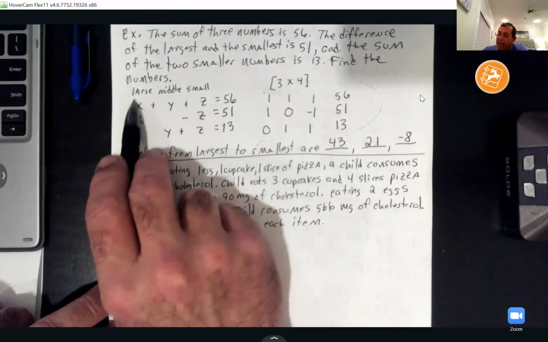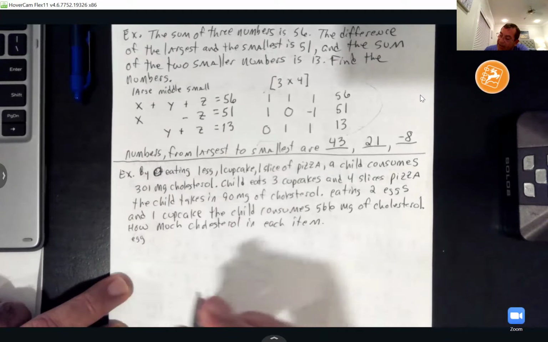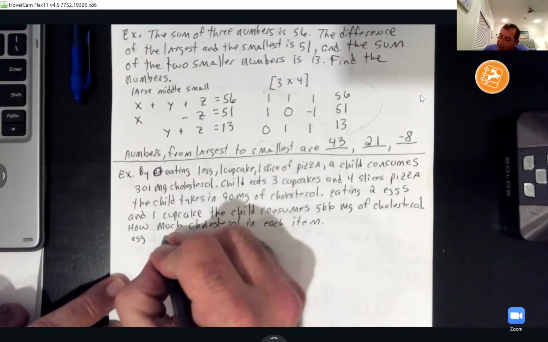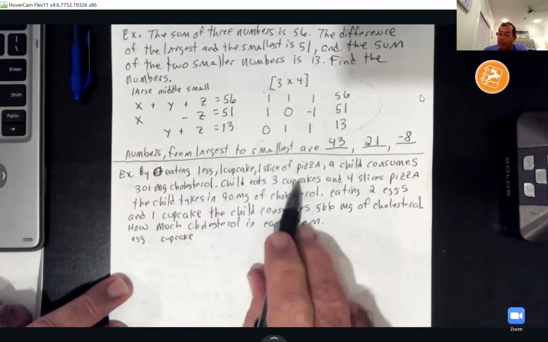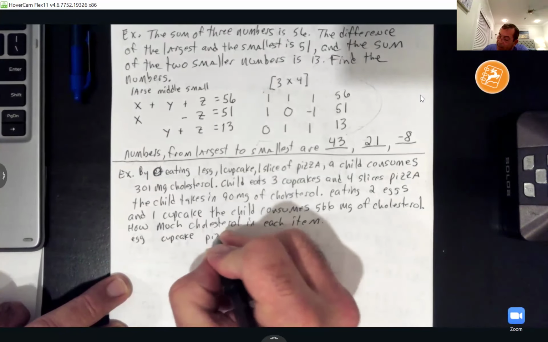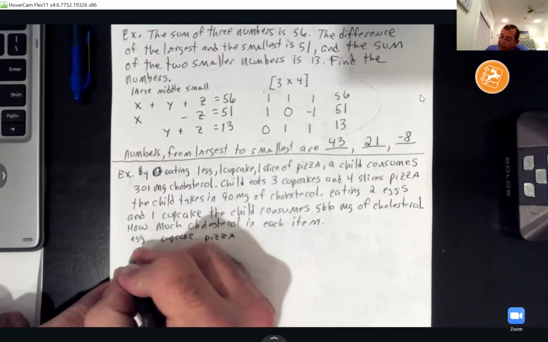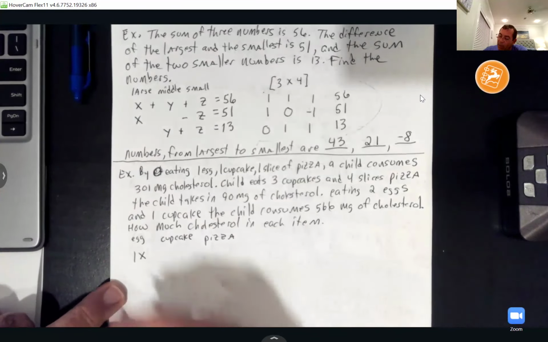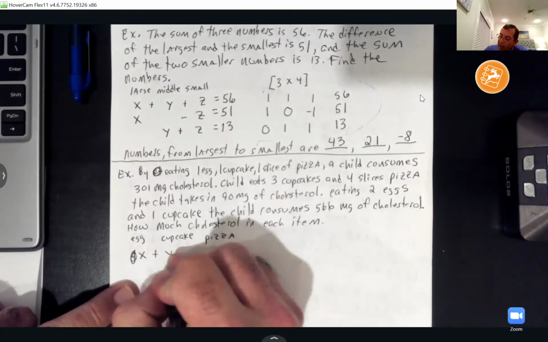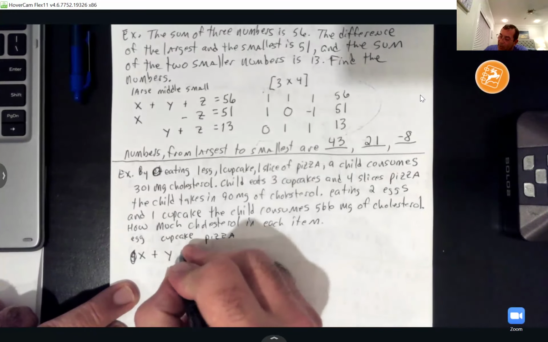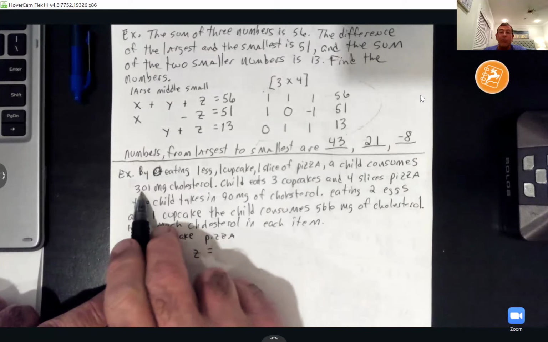I'm going to make my columns like I did here for my numbers. I'm going to let my eggs be my X's. My cupcakes is next, they're going to be my Y's. And the pizza will be my Z. So here, 1 egg, so 1 X. 1 cupcake could be plus a Y. 1 slice of pizza will be plus a Z. All 3 together equals 301.